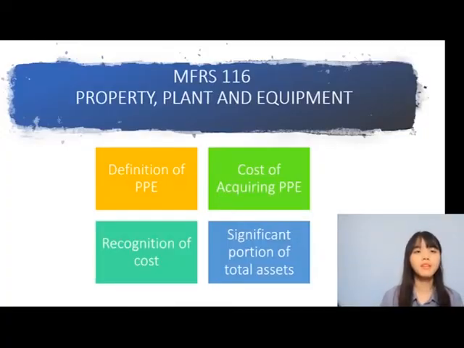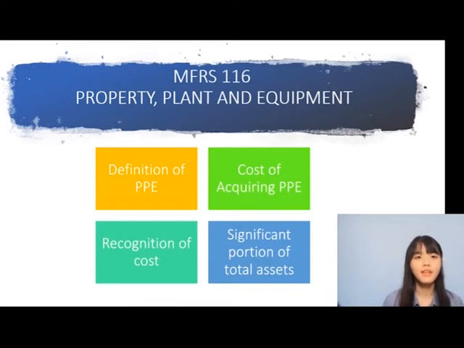Now I will explain the definition of PPE, audit objectives, and control. Tangible assets that are used for sale in the ordinary course of business are excluded from being recognized as PPE. In accordance with MFRS 116, PPE are tangible assets that are held for use in the production or supply of goods or services, for rental to others, or for administrative purposes. These assets are expected to be used during more than one period.